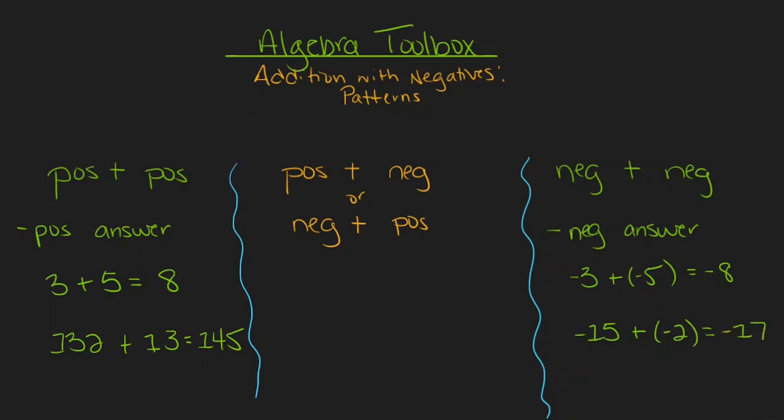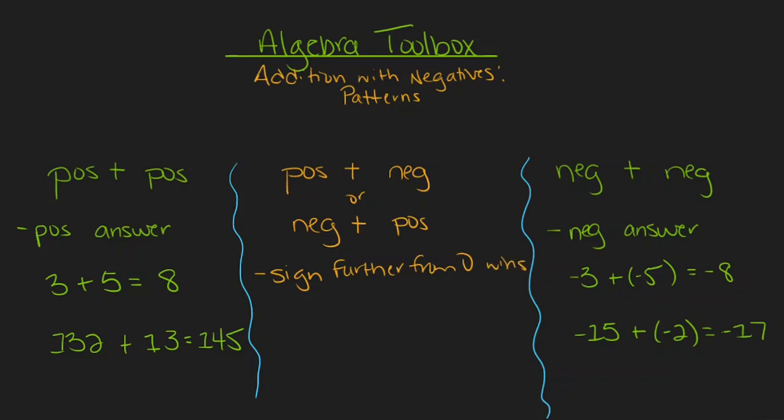Here's where things get a little bit trickier. When we have one of each type of number added together, a positive plus a negative, or a negative plus a positive, the sign of our answer depends on which value, the positive value or the negative value, is further away from 0. The sign whose number is further away from 0 wins.